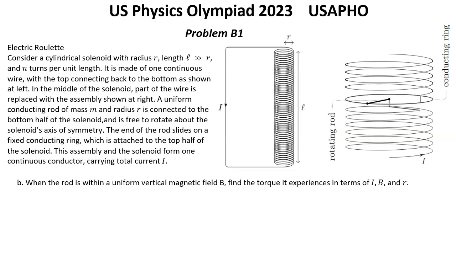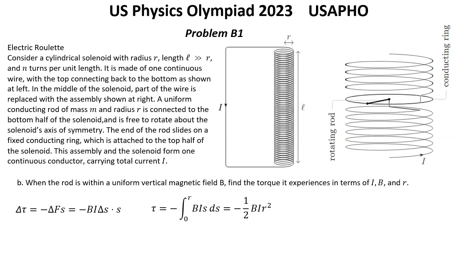If we take a small part of this rod at a distance s from the center and length delta s, that will be delta tau equal negative delta F multiplied by s, which is negative B I delta s multiplied by s. Now we can integrate this result from 0 to R, which will give us the total torque, which is negative 1/2 B I R squared.